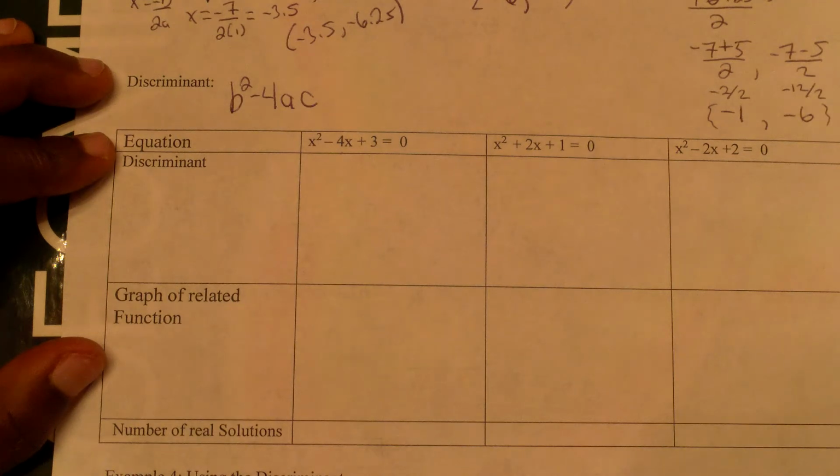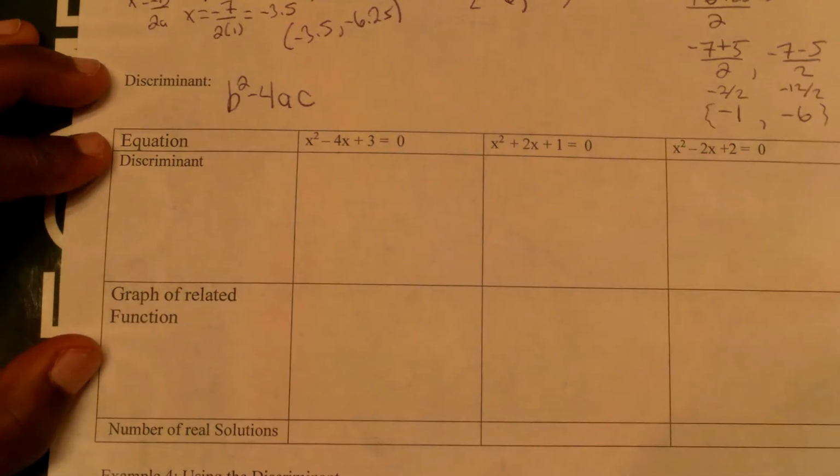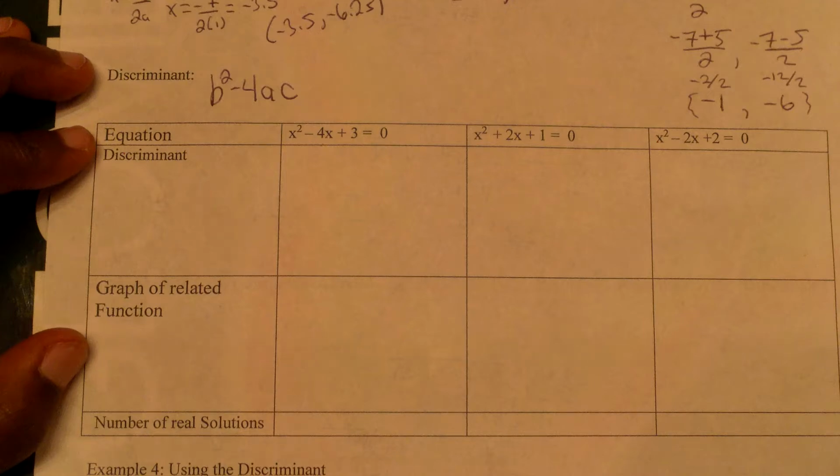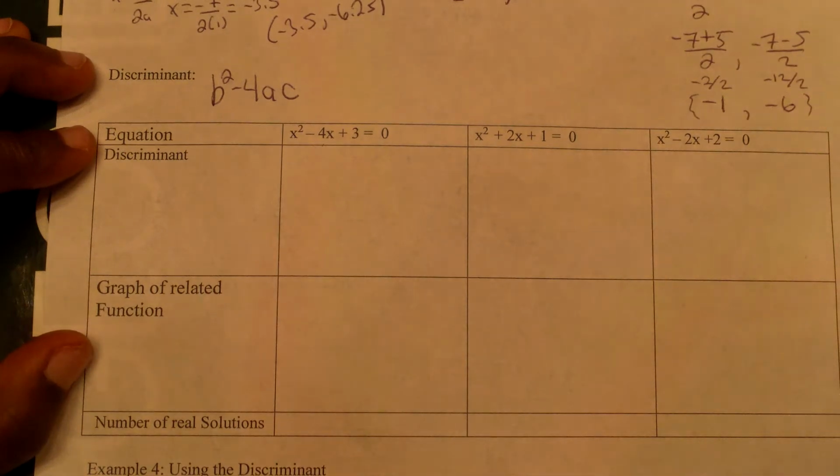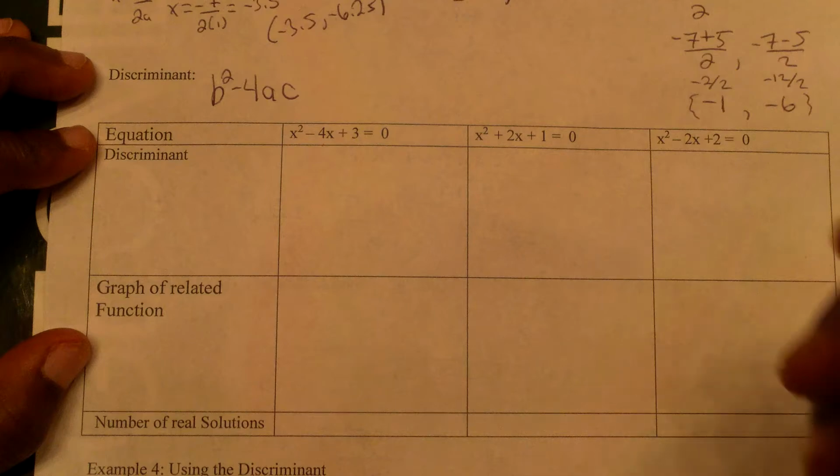With the discriminant, the discriminant tells us how many solutions there are going to be. So we know with quadratics, it'll cross the x-axis either twice, once, or none. So what we're going to do is use the discriminant to figure out how many solutions there are. Let me show you how we could tell.